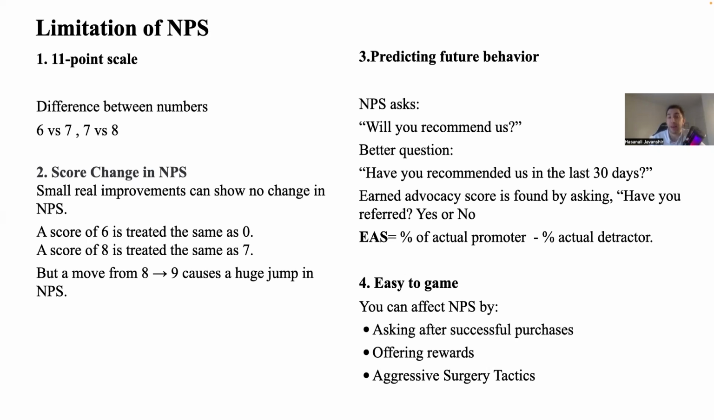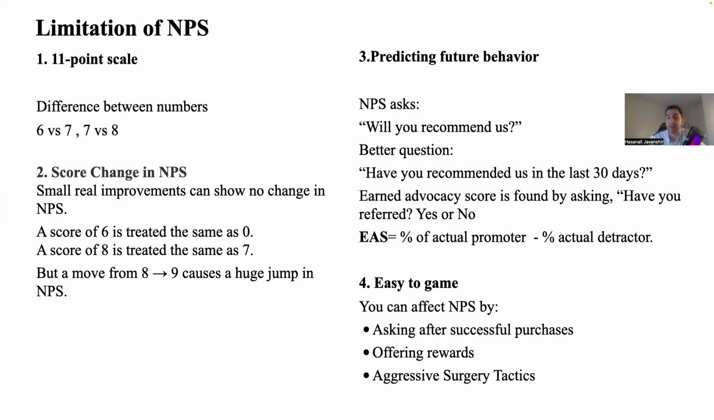So actually, there is another metric. It's called the earned advocacy score, which is found by asking the customers, have you recommended us? And then they either choose yes or no. And then the EAS score can be found by the percentage of actual promoters minus the percentage of actual detractors.